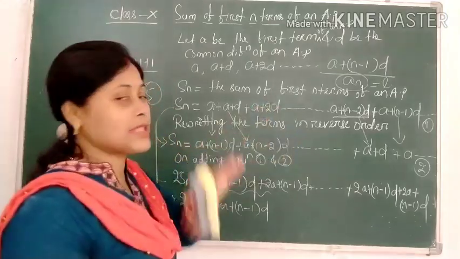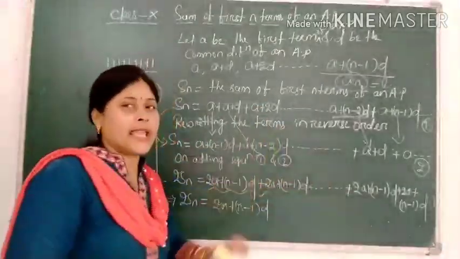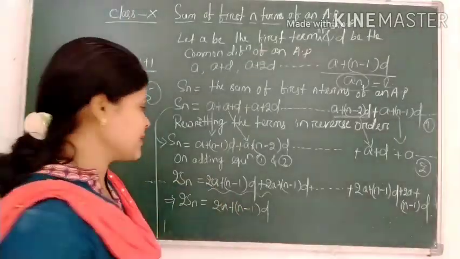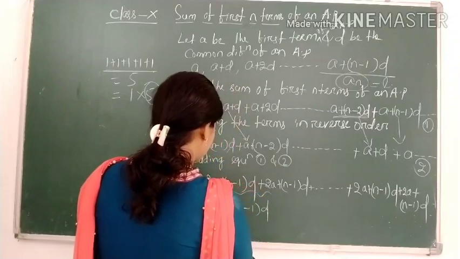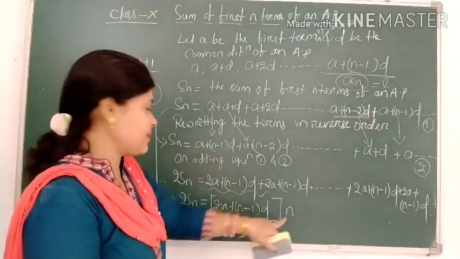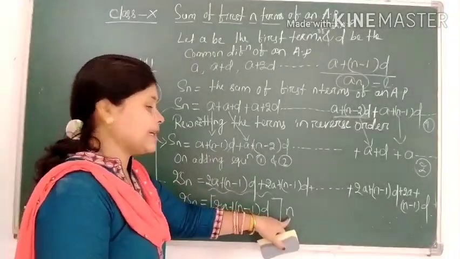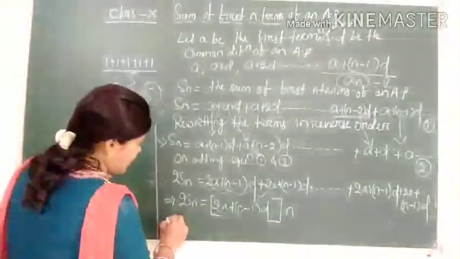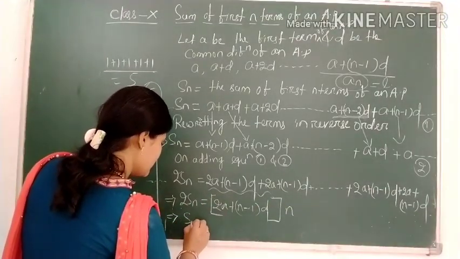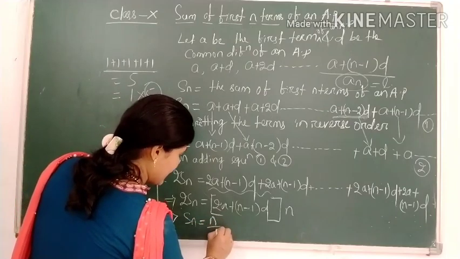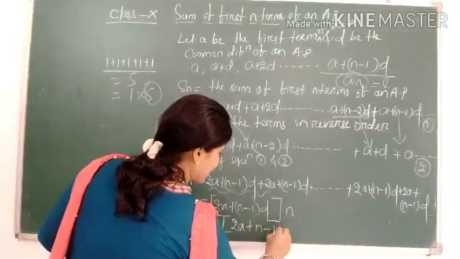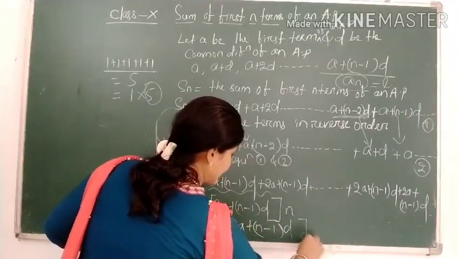And how many times is it repeating? If I say n times it is repeating, then is it correct? Of course it is correct. So it is repeating n times, which means this one is multiplied with n. Okay. Then these two will go on your right hand side. So your Sn becomes n by 2 into 2A plus n minus 1 into D.